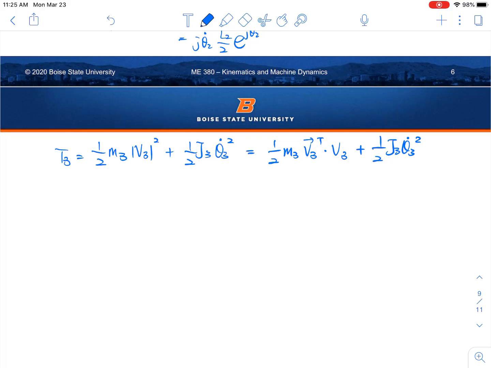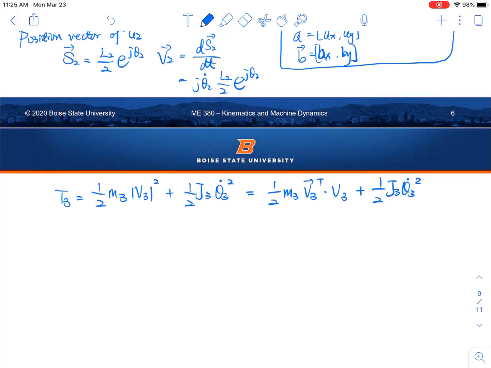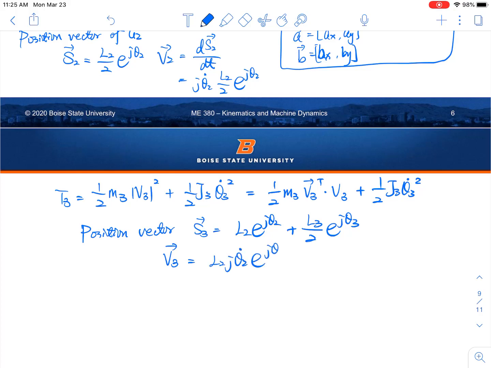V3 dot V3 square. And then using the same method, you can find your V3 vector. First of all, you want to find a position vector S3, which is L2 e^(j theta 2) plus half of your L3 e^(j theta 3). And then we know that V3 vector is L2 j theta 2 dot e^(j theta 2) plus half L3 j theta 3 dot e^(j theta 3). Right?